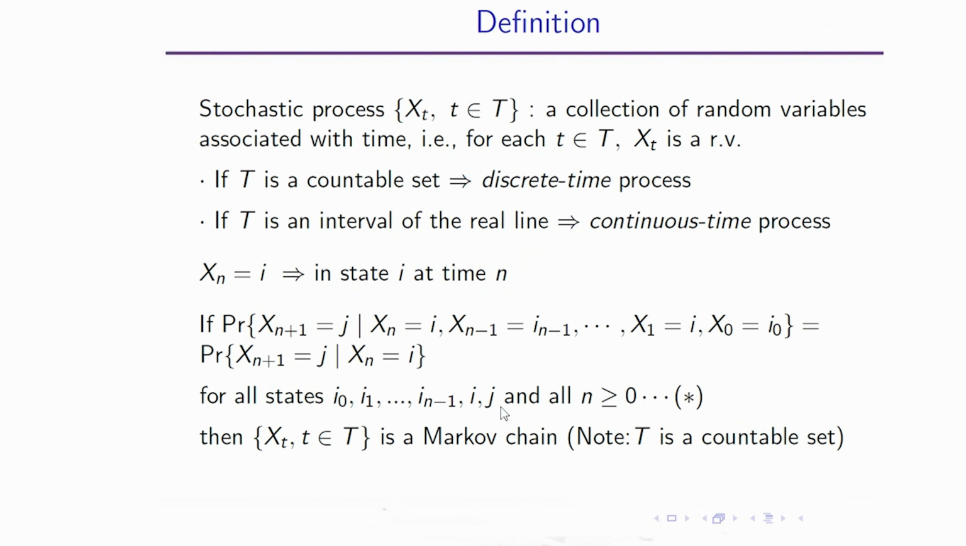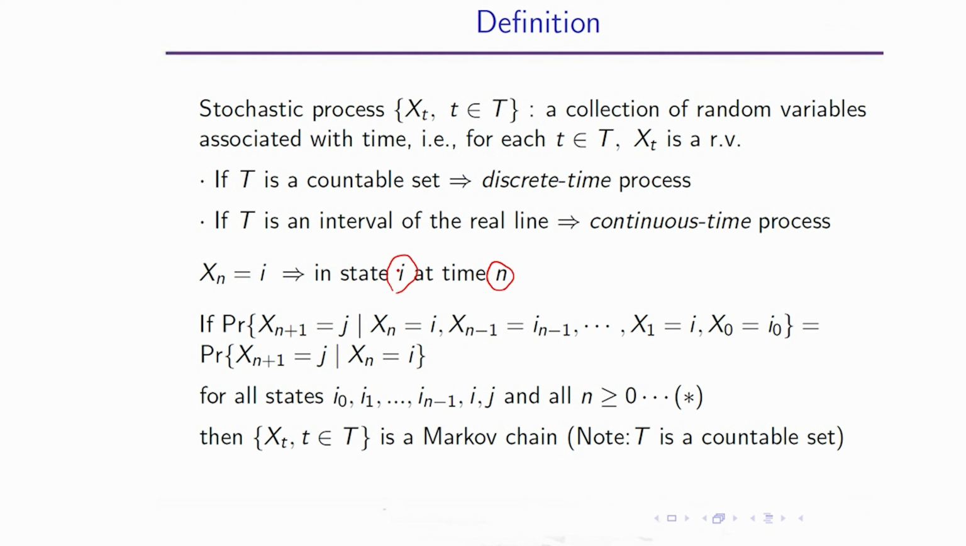A stochastic process X_t represents a collection of random variables associated with time. If t is a countable set, then we call this a discrete time process. If t is an interval of the real line, then we call this a continuous time process. We'll put it like X_n = i to represent the process at time n. The process is in state i.